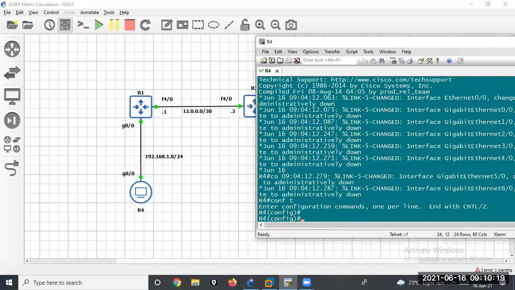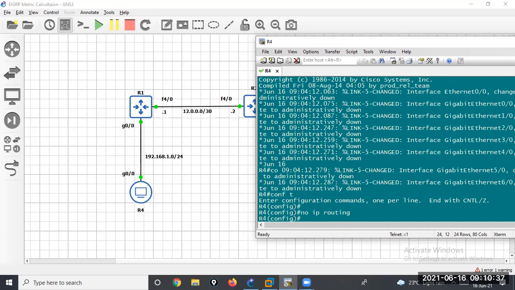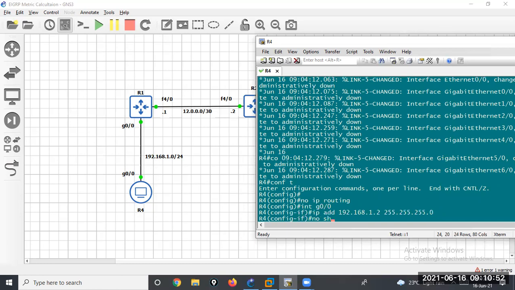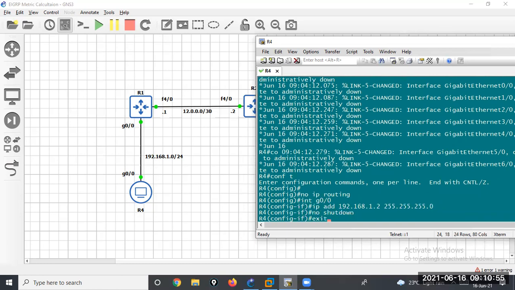First configure router 4. Now I will make this router a PC. To make any router a PC, just disable the routing. How to disable routing on a router? The command is no ip routing. This is the command to disable routing on the router. Now configure the interface: interface gigabit 0/0, IP address 192.168.1.2, the mask is 255.255.255.0, and no shutdown. Exit.